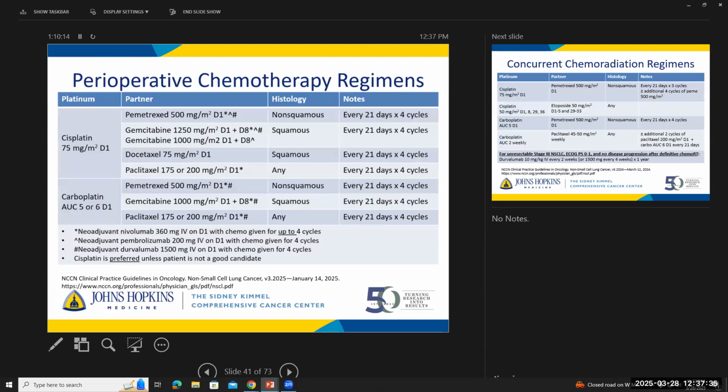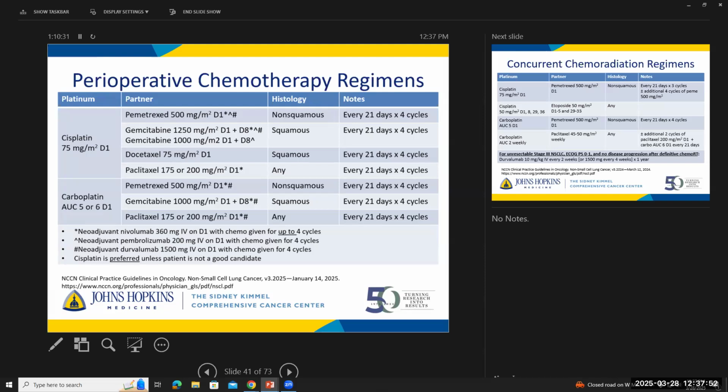Okay. These are just an example. It's just a table for you to see what types of chemotherapy we give here and what combinations, and then what's the schedule, like how many days, how many cycles, et cetera.